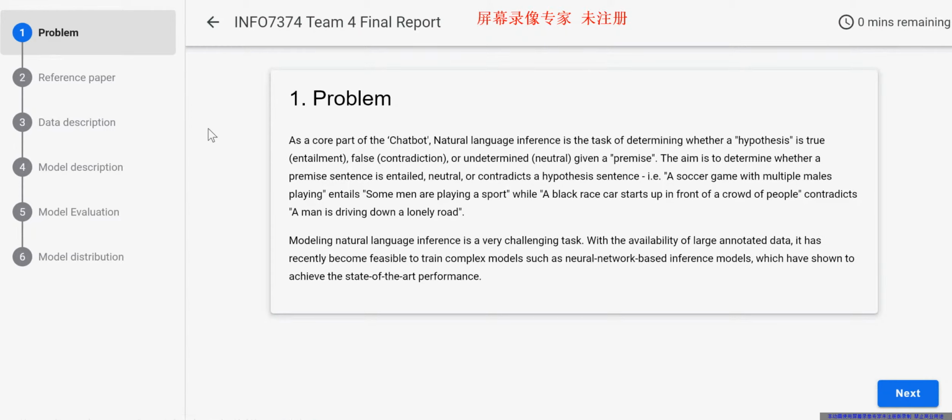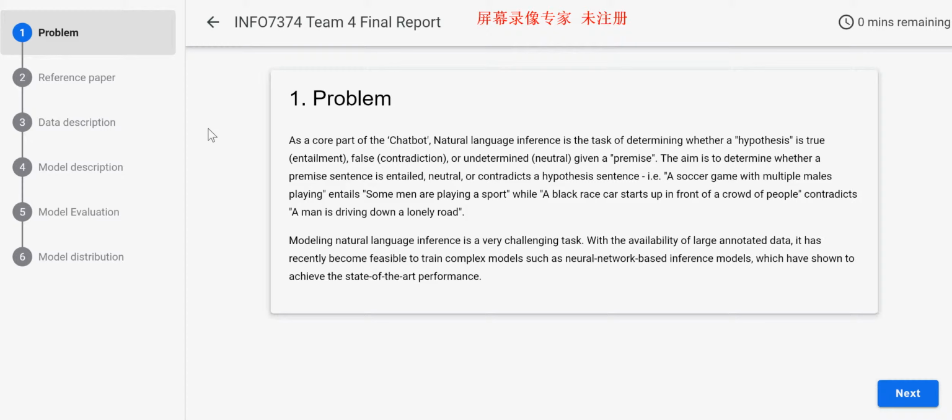Our topic is natural language inference. As a core part of the chatbot, natural language inference is the task of determining whether a hypothesis is true or false or undetermined given a premise. The aim is to determine whether a premise sentence entails, is neutral to, or contradicts a hypothesis sentence. For example, a soccer game with multiple males playing entails the sentence, some men are playing a sport.